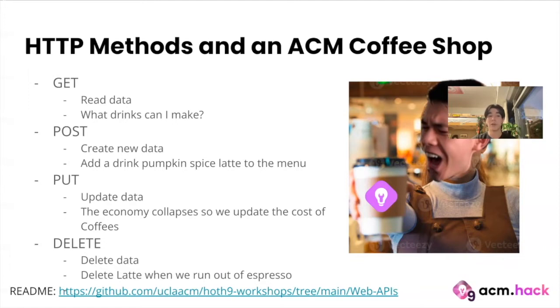Get, the first one, is used to read data. For example, if we're at this coffee shop and we want information, we can ask, what drinks can I make? And maybe the API will tell us, oh, you can make coffee, drip coffee, a latte, stuff like that.